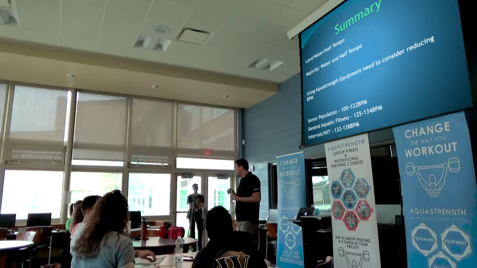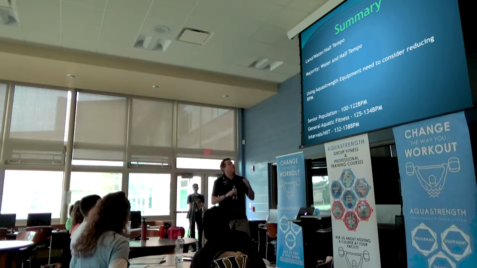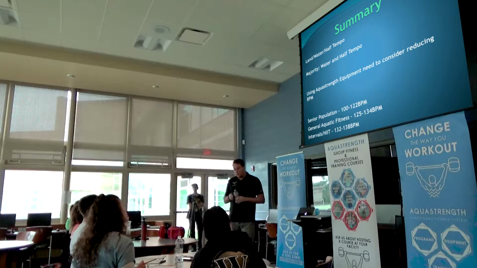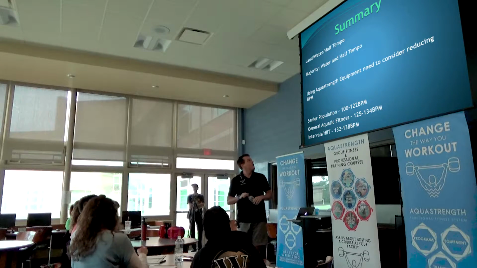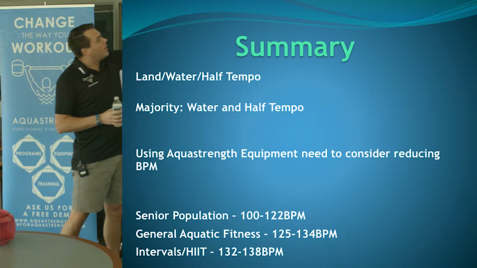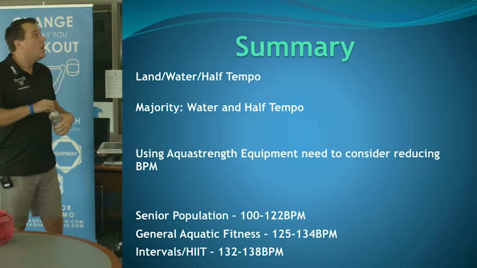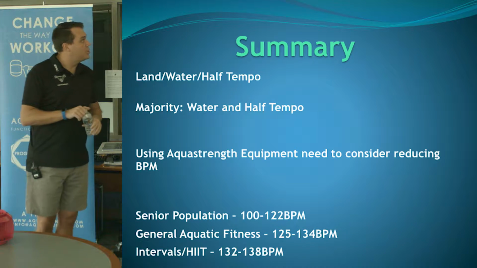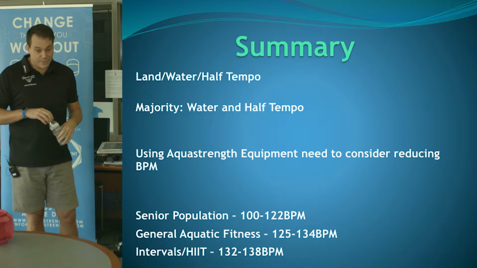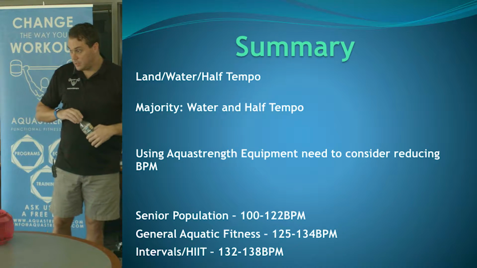Any questions? All right. So, in summary, we have land, water, half tempo. Majority of your class should be water and half tempo, half water tempo. Using the AquaStrength equipment, these are your recommended beats per minute. Okay, if you didn't get those, again, they're in your notes. 120 to 122 for senior population, 125 to 134 for general aquatic fitness, and intervals and HIIT, 132 to 138.